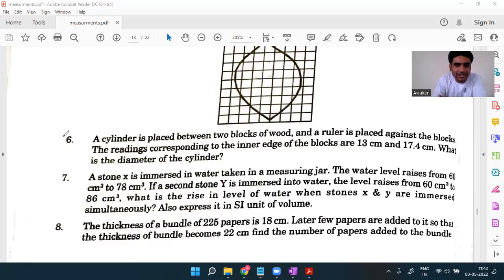So now you see, a cylinder is placed between two blocks of wood. Whenever I solve any question which appears to be lengthy, I'm showing you how I solve it. Please take a note of it, how I'm going to do it. A cylinder is placed between two blocks of wood.